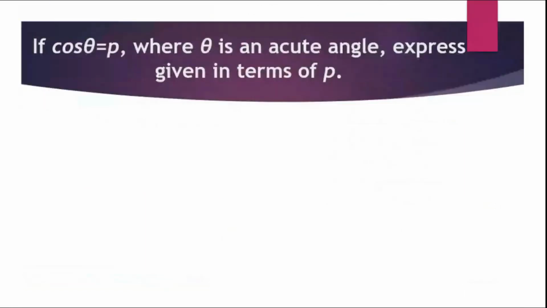So, let's have an example. If cos theta is equal to P, where theta is an acute angle, express given in terms of P. So we have here a condition where theta is an acute angle. Okay, so let's have sine 1/2 theta. From sine 1/2 theta, we are going to express it in terms of P.